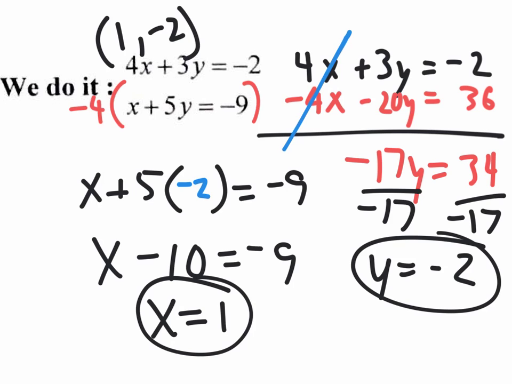And of course, you could double check. If you're taking a test and you have time left over, go back and double check your answers. Plug in 1 for x, negative 2 for y, and see if it really does give you negative 2. Plug in 1 for x, negative 2 for y, and see if it really does give you a negative 9. It's that easy, guys. Let's continue practicing with the next one on the next video.